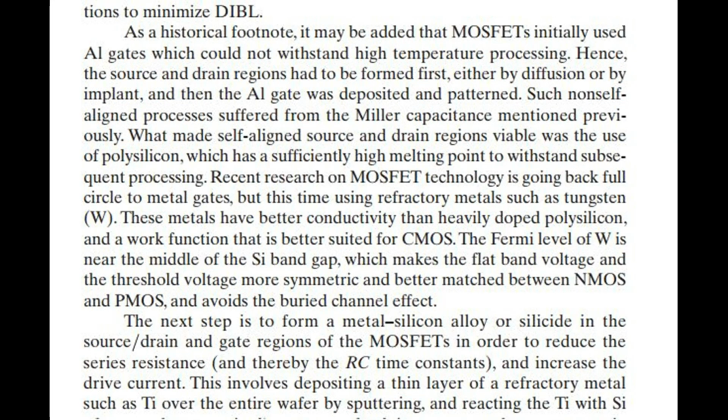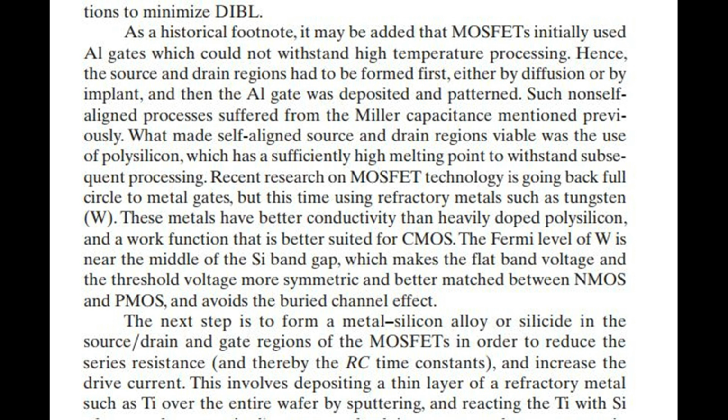As a historical footnote, it may be added that MOS FETs initially used aluminum gates which could not withstand high-temperature processing. Hence, the source and drain regions had to be formed first, either by diffusion or by implant, and then the aluminum gate was deposited and patterned. Such non-self-aligned processes suffered from the Miller capacitance mentioned previously.